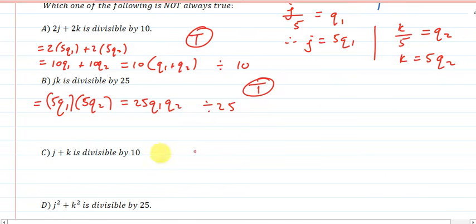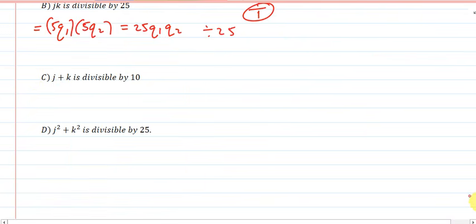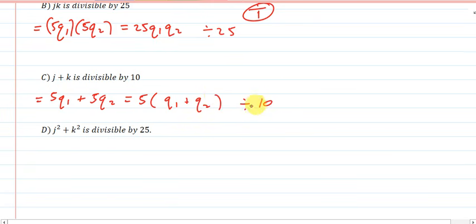Is j plus k divisible by 10? j is 5q1, k is 5q2, so you can take out 5 into q1 plus q2. You can clearly see that you can't divide this by 10, so this is not divisible by 10. It is actually divisible by 5. j plus k is actually divisible by 5, not 10. So this is the false statement.